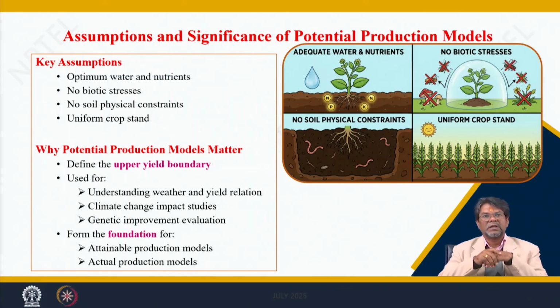So, this is the potential production, but it is regulated by the upper yield boundary, which you can see is the maximum yield. So, this is regulated mainly by the other parameters. So, why do we go for potential production simulation? Particularly, it is used for understanding the weather and yield relationship.